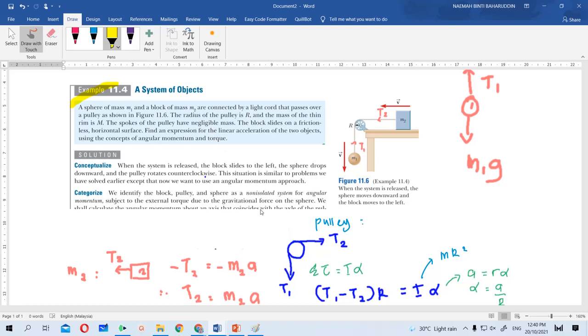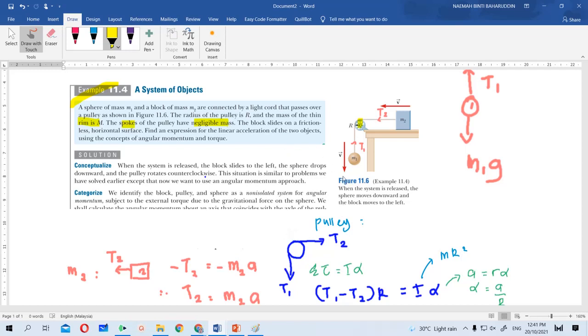The technique is as such: first and foremost, we need to draw a free body diagram of all three objects. So what are our three objects? Mass number 1 is the hanging object, mass number 2 is the block, and number 3 is a pulley. Now, the pulley, you will find that the shape is made of thin rims. Thin rims represent a thin, hollow sphere. Sorry. Here it says that the spokes have negligible mass, so they would like you to ignore it.